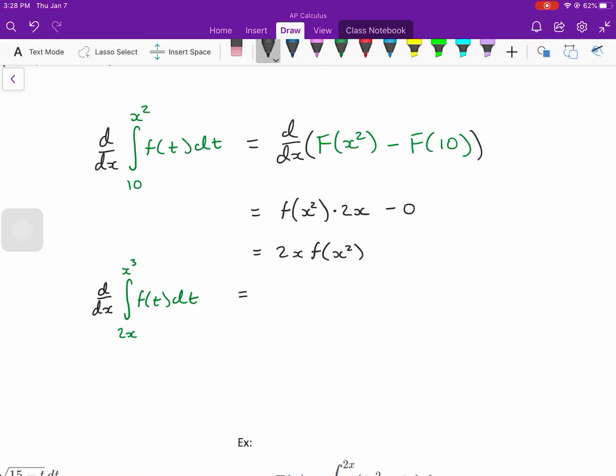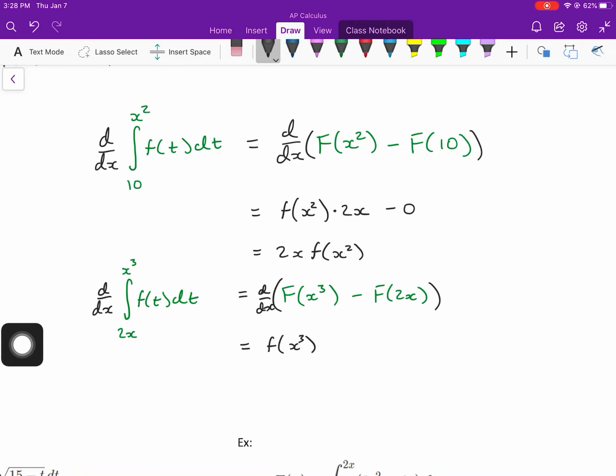Then when we evaluate this, we would have big F of x cubed minus big F of 2x, and we're going to take the derivative of this. So the derivative of big F becomes little f, just with an x cubed inside, instead of it being an x like it was before, or a t, I guess it was a t, right, in these problems you're going to see. It's getting replaced with an x cubed.